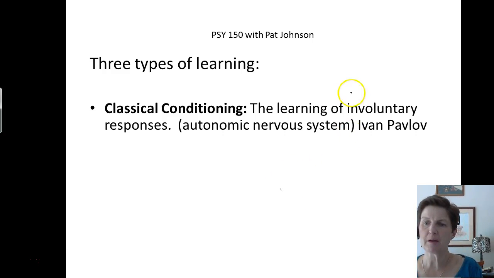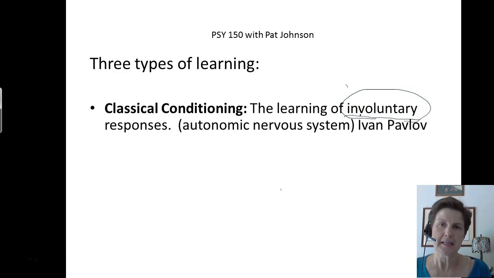If you can remember that classical conditioning only deals with involuntary responses, it's going to save you a letter grade or 2 on your next test, because a lot of students like to confuse voluntary responses with classical conditioning, and classical conditioning only deals with involuntary responses, and we'll go into that in detail.